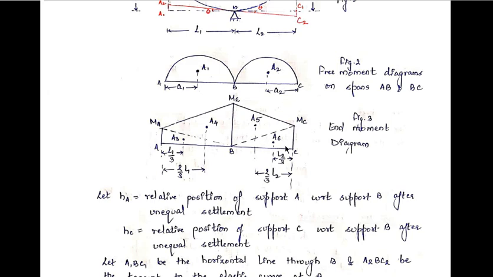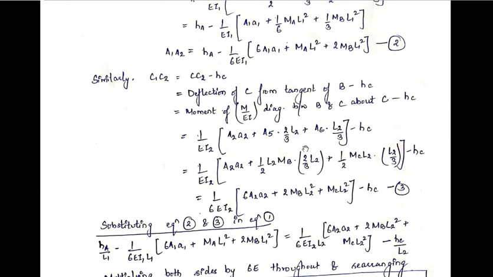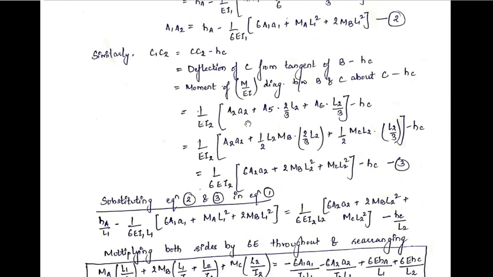Now these two triangles are between B and C also. So A5 into 2 by 3 into L2 plus A6 into L2 by 3. After that, put the value of A5, which is half base into height, and put the value of A6, which will also be half base into height. After putting all the values, we will get this equation, and by taking LCM and taking 6 out as common, we will get this equation, that is equation number 3.